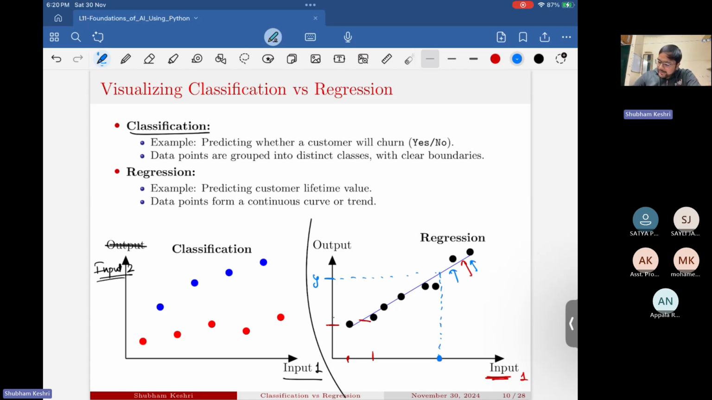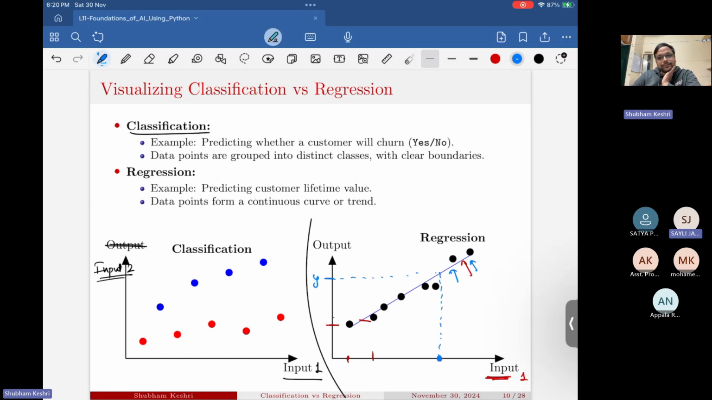You can have a linear line, so this is a linear line. You can have a curved line as well, and you can increase the complexity, and then the model may become good or bad. We will have to test it on the testing data. Is that all right?